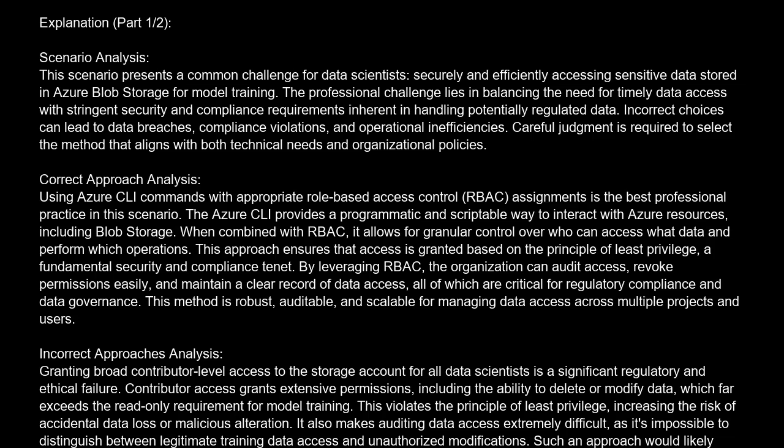The correct answer is B. Utilize Azure CLI commands with appropriate Azure Role-Based Access Control (RBAC) roles assigned to the data scientists, granting them read-only permissions to the specific storage container.